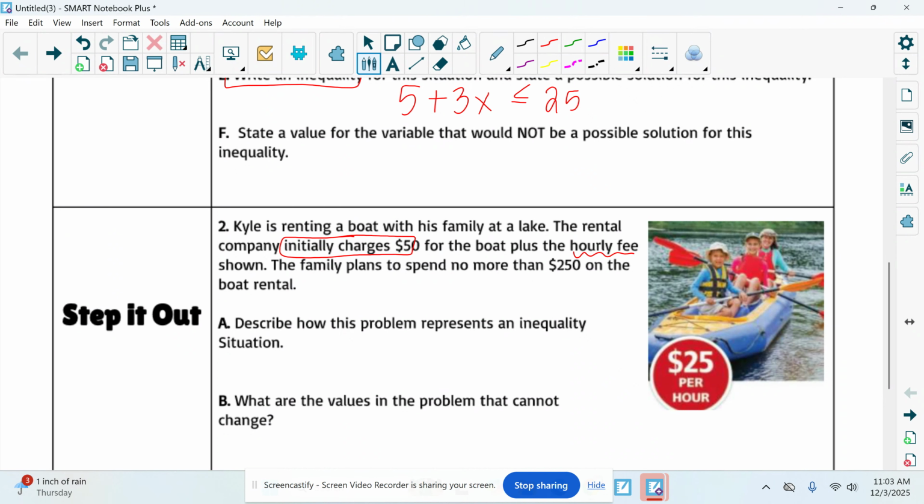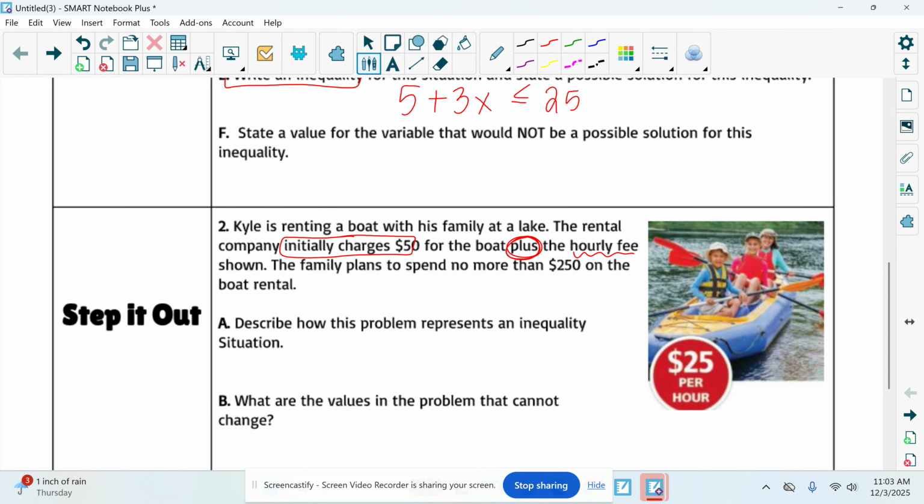Anything else that just shines out at you? No other keywords? Plus. I would say plus is important, right? Because that's going to tell us what operation. Alright, the last sentence.